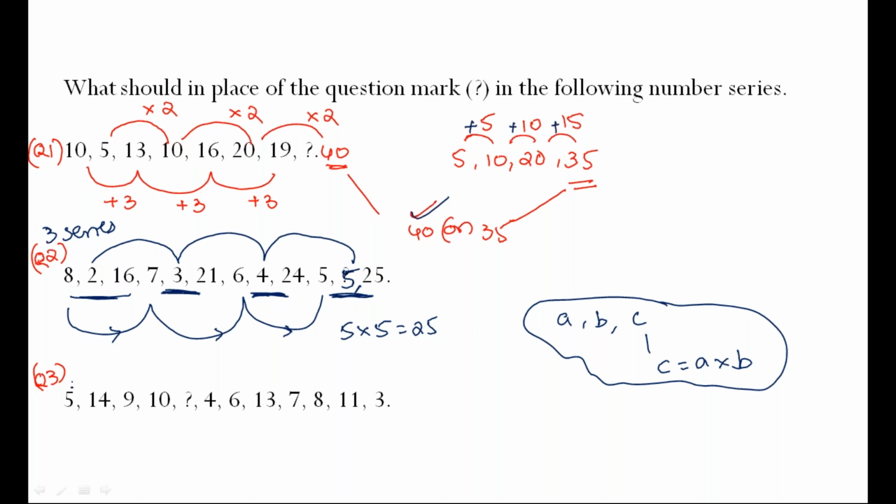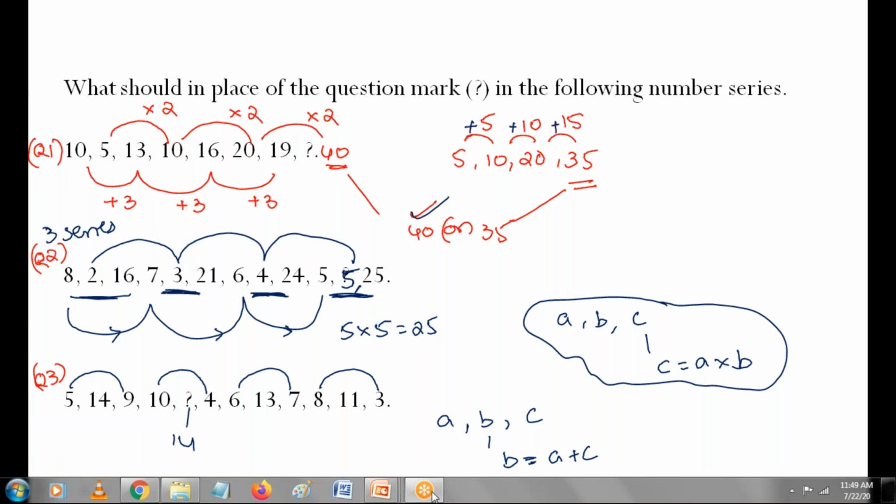And now, as you mentioned, 5 plus 9 is 14, 10 plus 4 is 14, 6 plus 7 is 13, 8 plus 3 is. Here A, B, C: B is equal to A plus C. As you people rightly said, your answers are correct. A, B, C, B equal to A plus C.